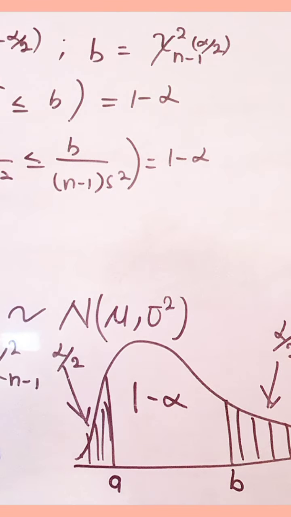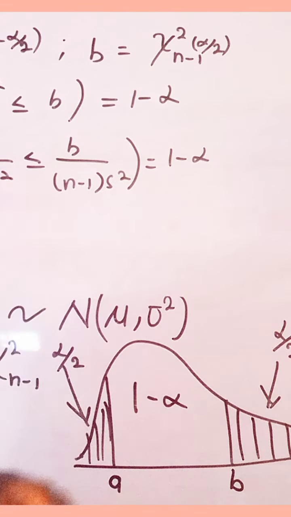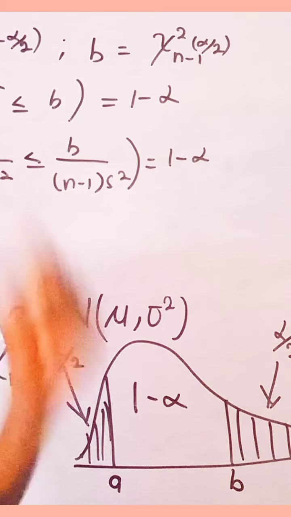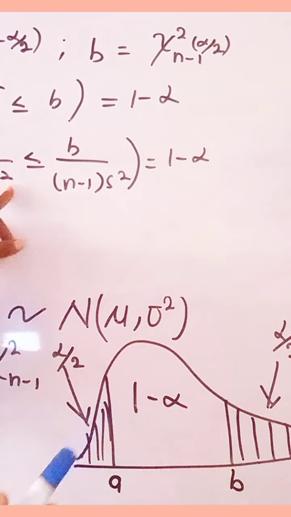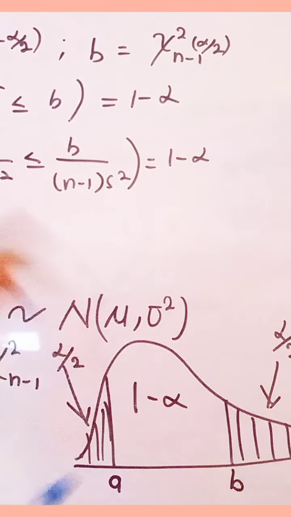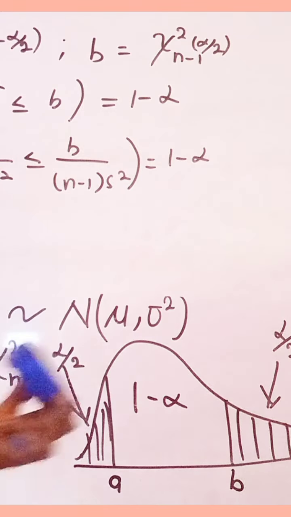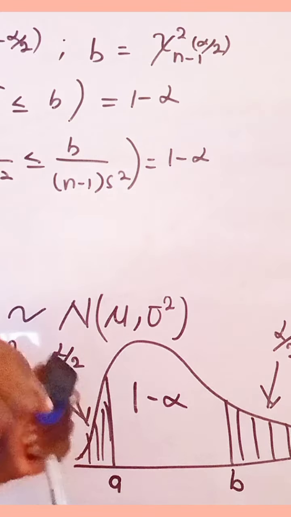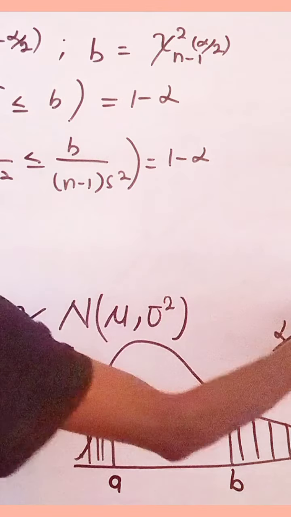However, we are not constructing a confidence interval for 1 over sigma squared, that is 1 over variance. Instead, we are constructing a confidence interval for sigma squared. So what am I going to do to make sigma squared come up? I will now take the reciprocal of both sides. And when we say reciprocal, it is 1 over that quantity.